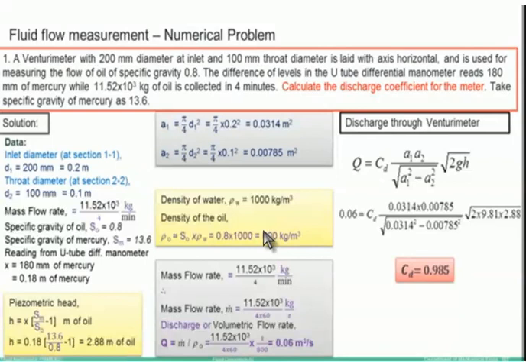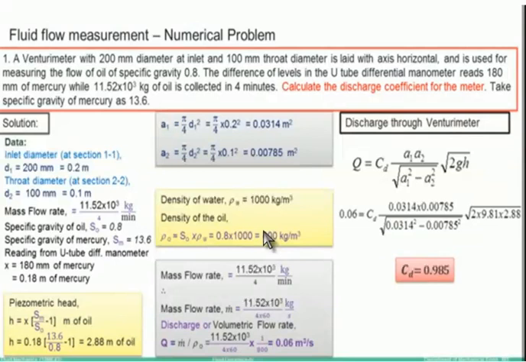Today we are going to start solving some numericals on the third module, those numericals on fluid flow measurements. Already we discussed what the fluid flow measurement instruments or devices are. Now on those we are going to start solving some numericals. So let's start with the first problem on fluid flow measurement.